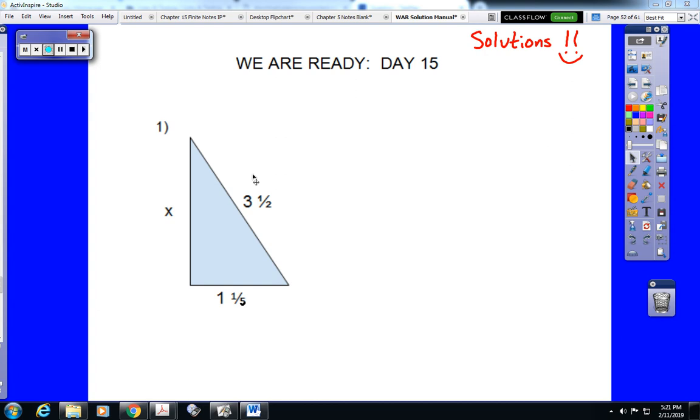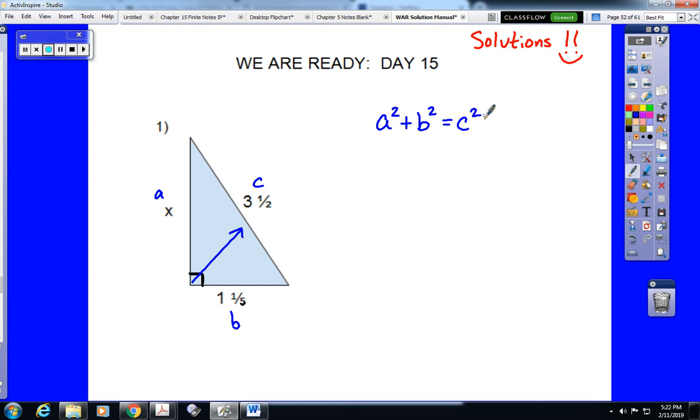Number one is a problem that comes up most years. We have the Pythagorean Theorem, only the side lengths are not nice numbers. It doesn't change how we approach the problem. We are going to look at the hypotenuse and the legs, and we're going to set up the Pythagorean theorem. A squared plus b squared equals c squared. So, in this case, that would be x squared plus 1 1/5 squared equals 3 1/2 squared.